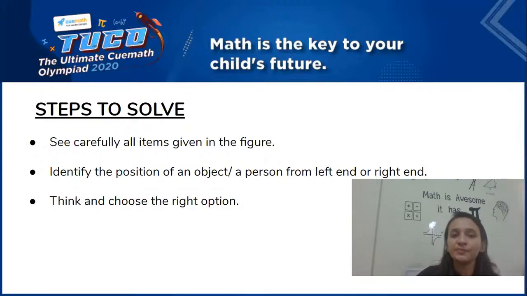So the first bullet point, as you all can see, says, see carefully all items given in the figure, because observation is very, very important. You need to observe the right information. You should be able to fetch out the information which is given in the question, because that is what will help you go towards the answer. And then as it is about ranking test, we need to identify the position of an object or a person from the left end or the right end, or it could be from top to bottom as well. And then think and choose the right option. You can also be eliminating some options.